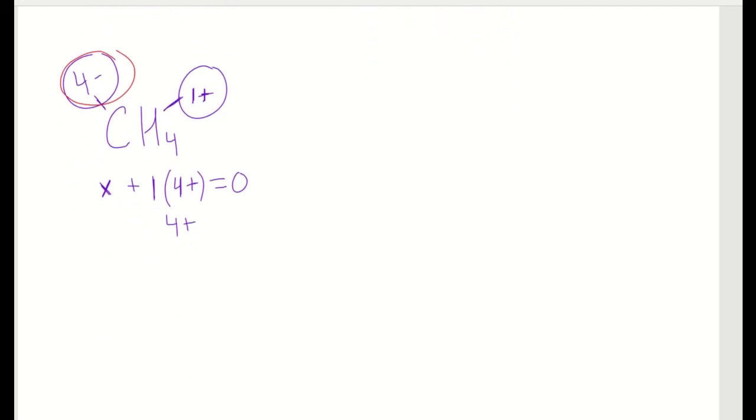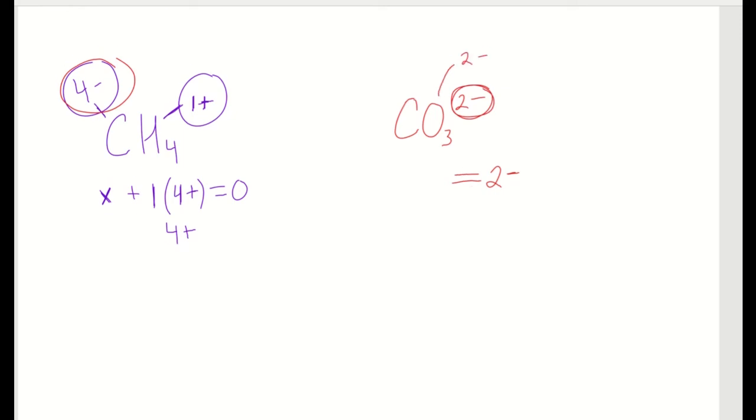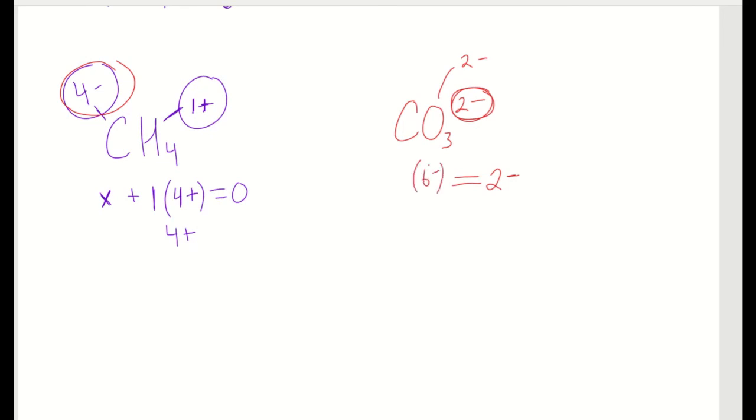All right, let's look at another one. Let's say we have CO3 with a 2 minus charge. Now this one is not going to equal 0. It's going to equal 2 minus because that is the total charge here. Okay, so oxygen is still going to be 2 minus. So I get 6 minus because 2 minus times 3 is 6. So what is our x going to be in this case? Well, if x is 4 plus, that would solve this equation.